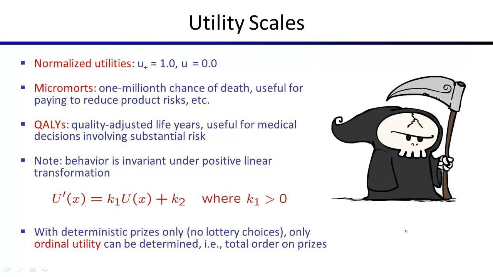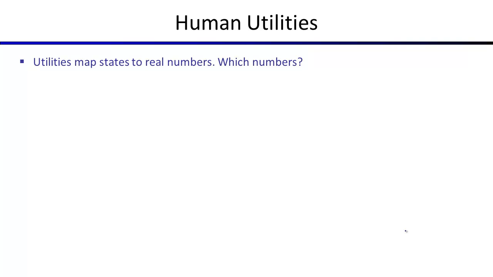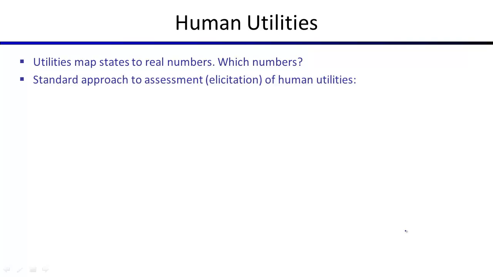Okay, so if you actually want to know human utilities, you have to start talking to people about lotteries, and that gets tricky. So let's actually talk about how you'd figure out human utilities. Well, utilities map states to real numbers. Which numbers should those be? Here's one way people assess human utilities on, say, a 0 to 1 scale.